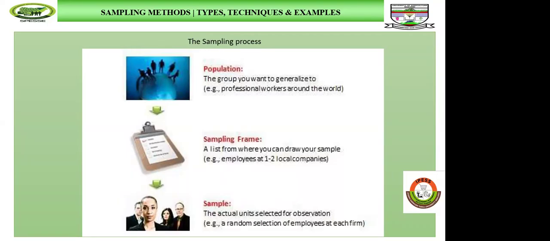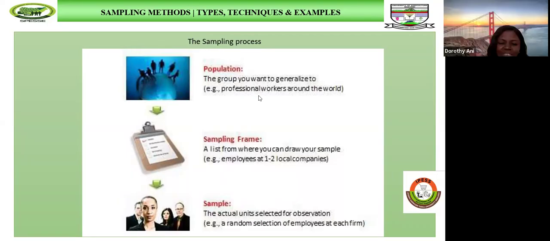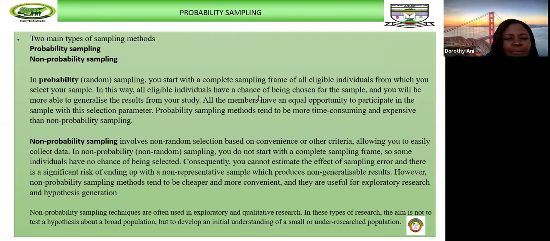Yes. So then the next thing now you see is your sample. That's the actual unit selected for observation. So you start from population, you now get the place where maybe the target where you want to really study, and then that is your sample. You get a list of them, that's your sampling frame, and then you generate your sample from the sampling frame. So we proceed. There are two main types of sampling methods. One is probability sampling method and non-probability sampling.